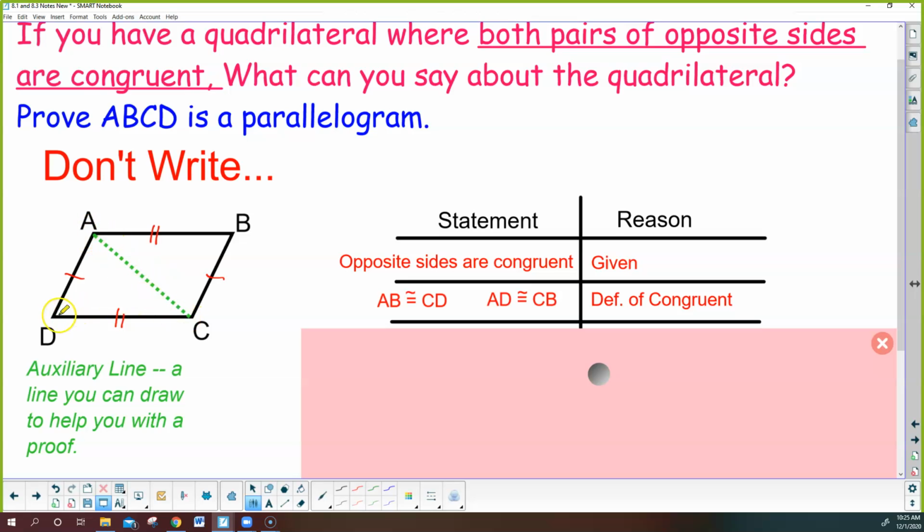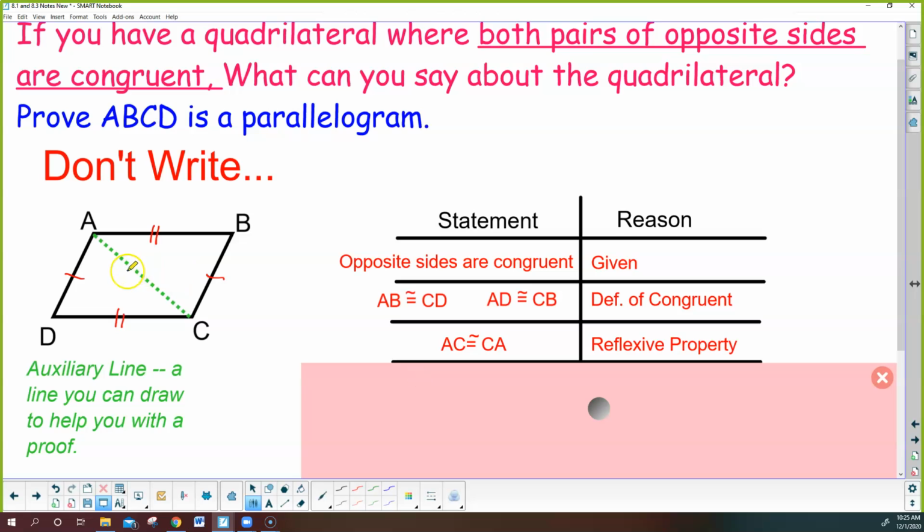By drawing this dotted line, by the way, I could have drawn it this way too. It doesn't really matter. I chose A to C. We could have done B to D. But if I draw that in, that tells me I have the reflexive property. AC is congruent to CA by the reflexive property.